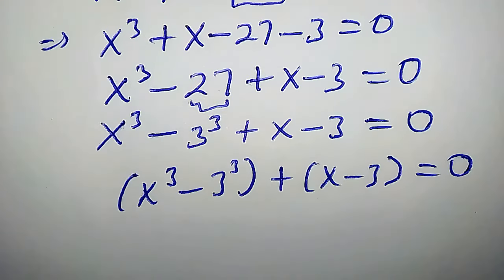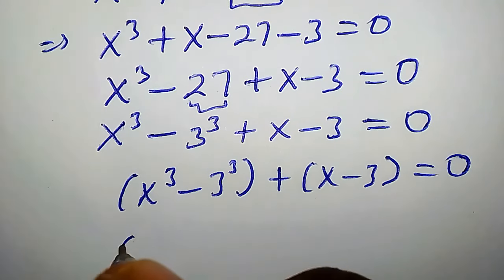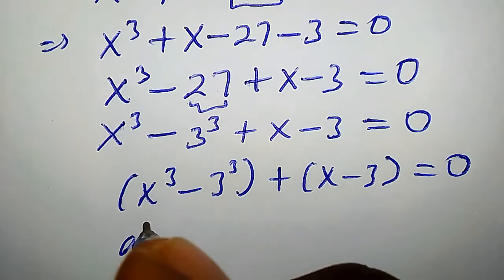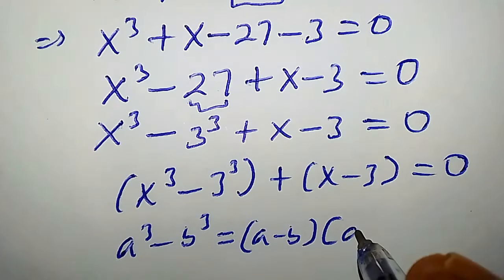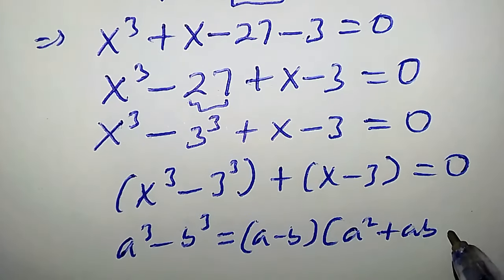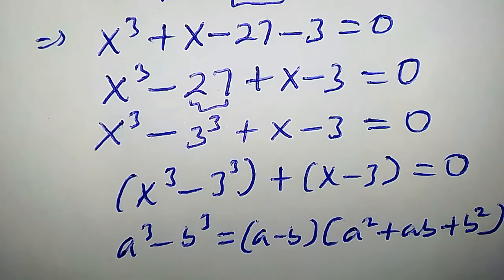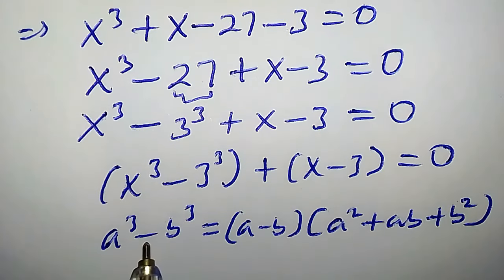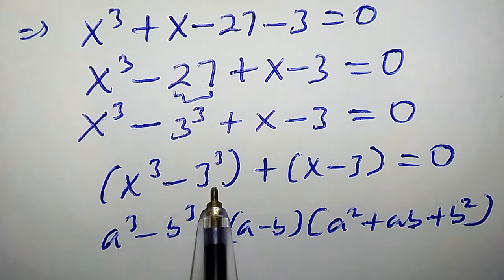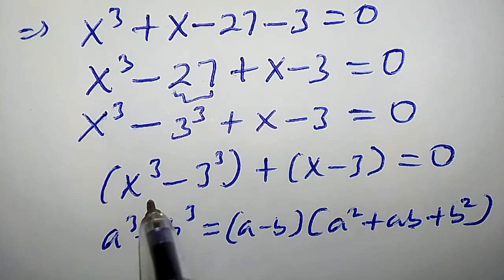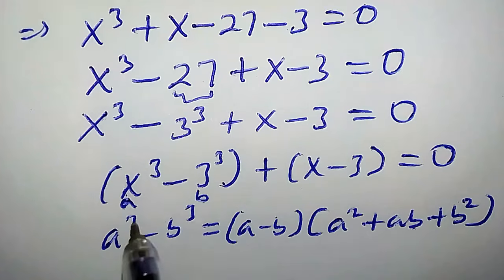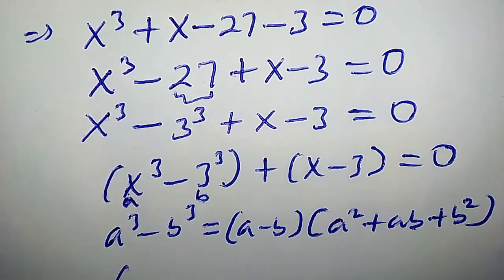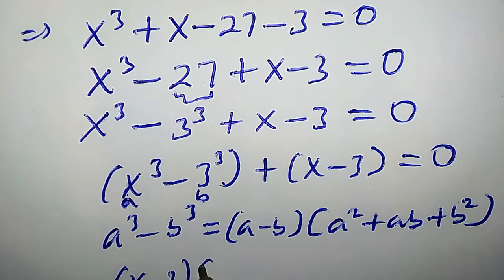Let's proceed further. Recall that whenever we have a to the power of 3 minus b to the power of 3, it's simply the same thing as what? a minus b times a square plus ab plus b square. So, we are going to apply this property here. You will observe that our x here is a and 3 is simply b.